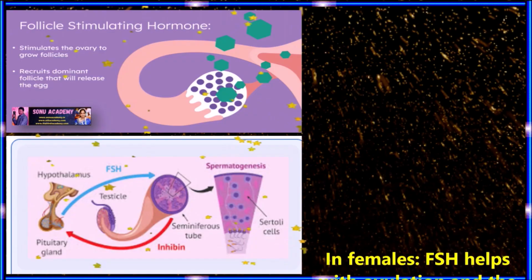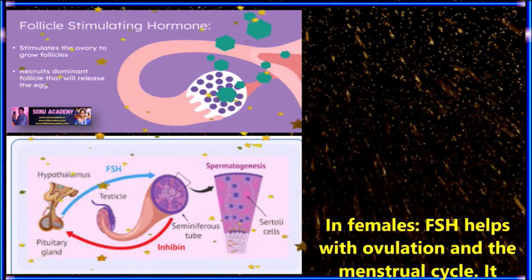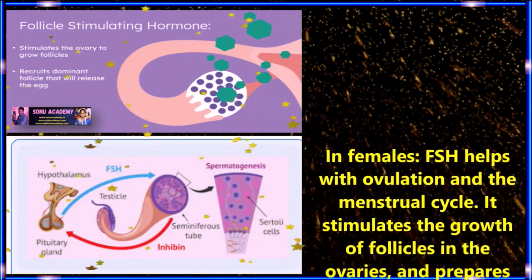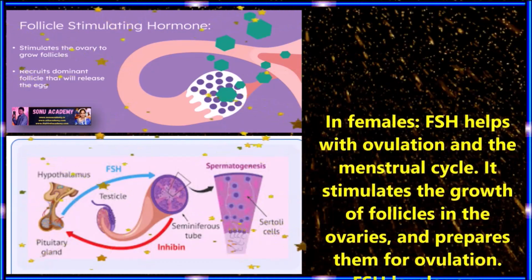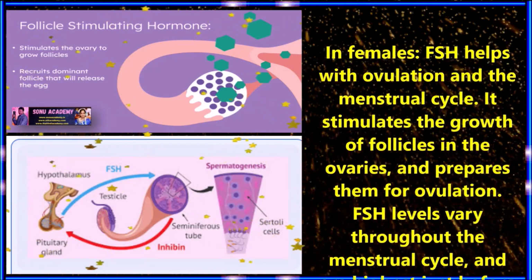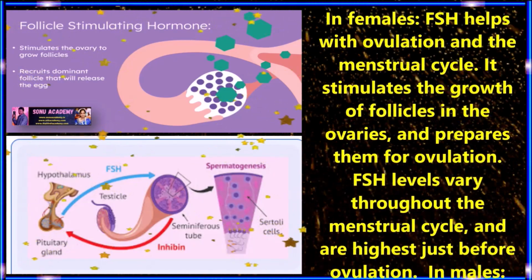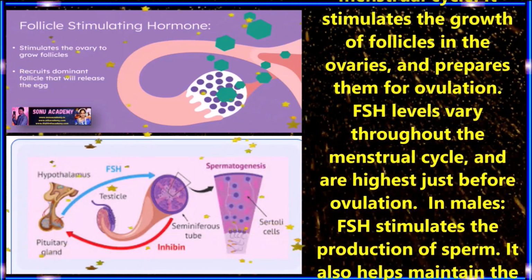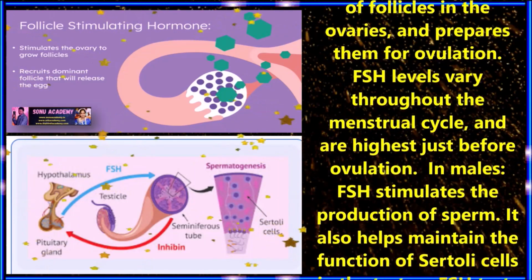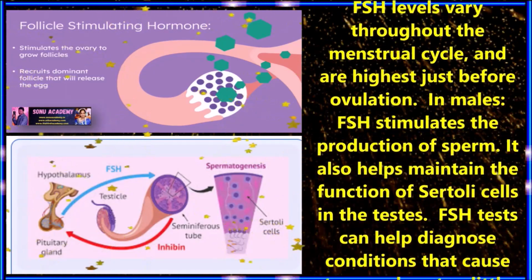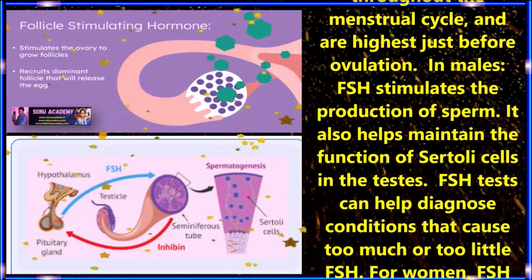Let us see how FSH works. In females, FSH helps with ovulation and the menstrual cycle. It stimulates the growth of follicles in the ovaries and prepares them for ovulation. FSH levels vary throughout the menstrual cycle and are highest just before ovulation. FSH in males stimulates the production of sperm. It also maintains the function of Sertoli cells in the testes.